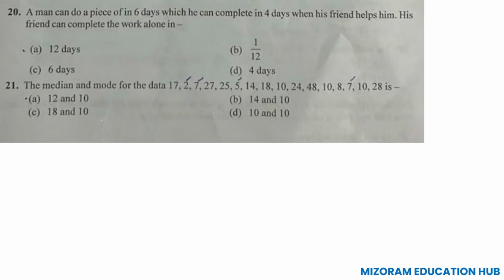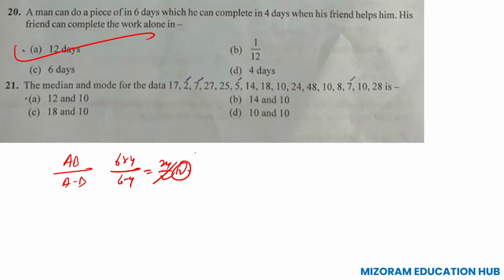Question number 20. A man can do a piece of work in 6 days, which he can complete in 4 days when his friend helps him. His friend can complete the work alone in how many days? In this type of question, we take the product AB divided by the difference. So 6 into 4 by 6 minus 4, that is 24 by 2, that is 12. So 12 days is the correct answer.